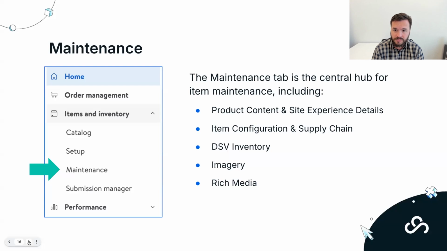That's where you do the site experience details and product content. If your dashboard is telling you about these scores that are dropping for certain items or in certain regions, this is where you're going to go to try to fix all that. So item configuration and supply chain, and then DSV inventory, and then of course, in our modern age, imagery and rich media for the .com side of things. All of that will be done in maintenance as well.